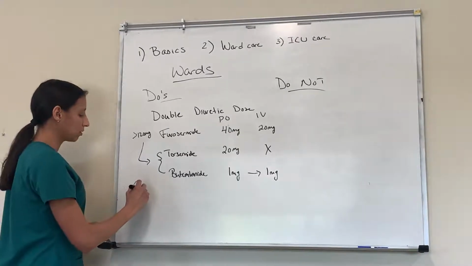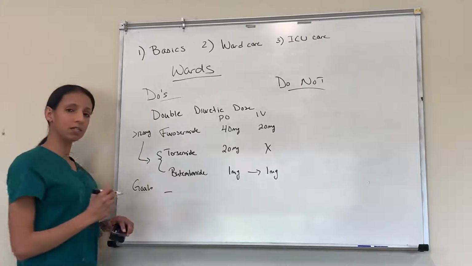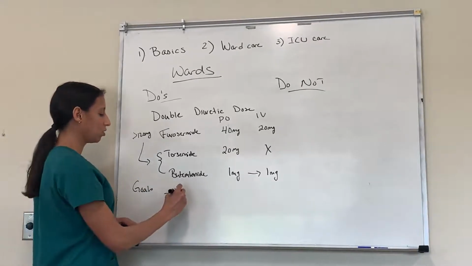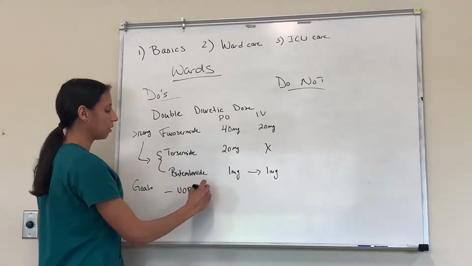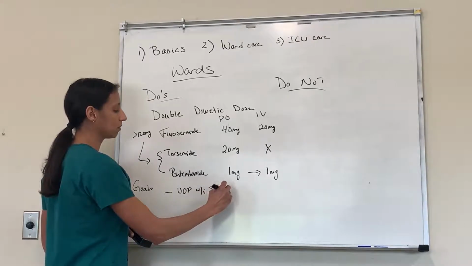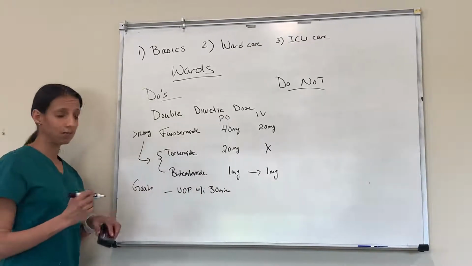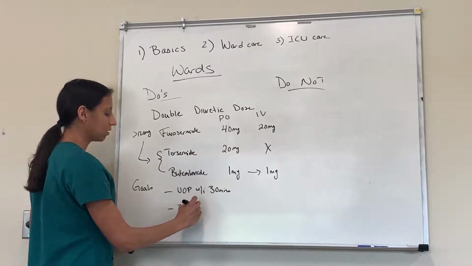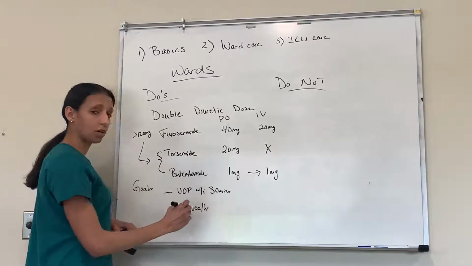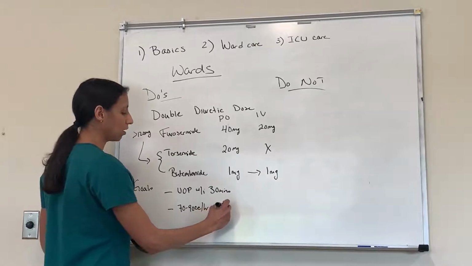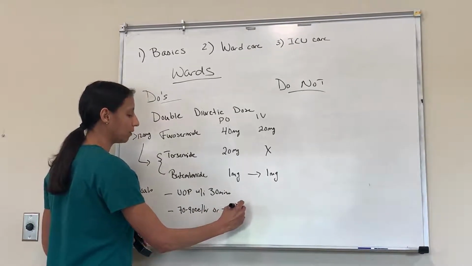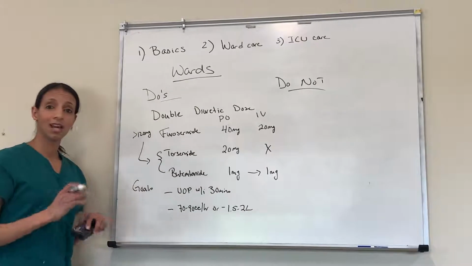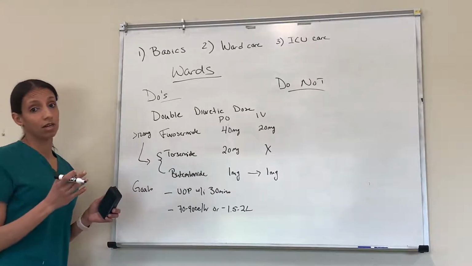What are your goals? So if you have the right dose of diuretic, you should get urine output within 30 minutes of the diuretic delivery. And then you're going to titrate to either 70 to 90 cc's of urine per hour, or a goal of negative 1.5 to 2 liters net negative over the 24 hours that you're diuresing.